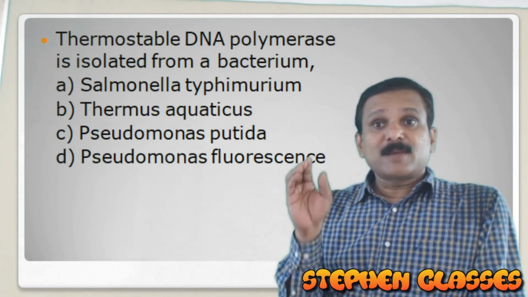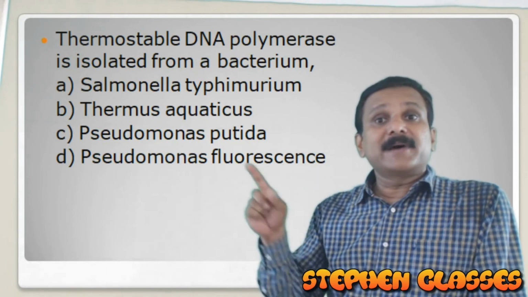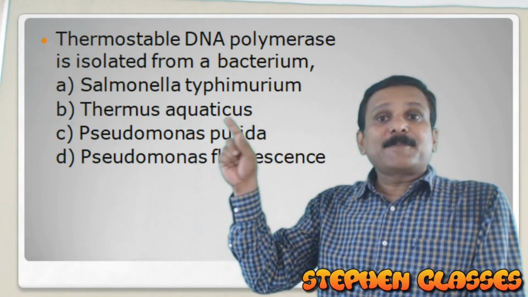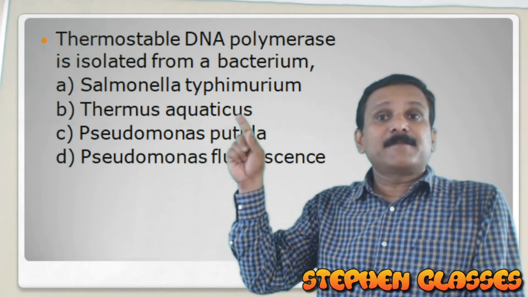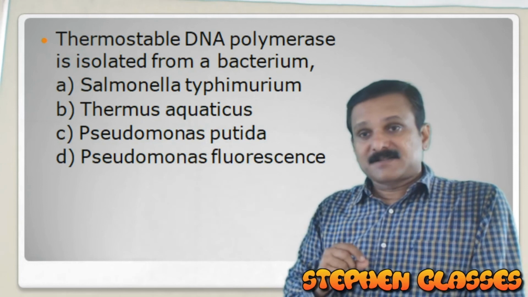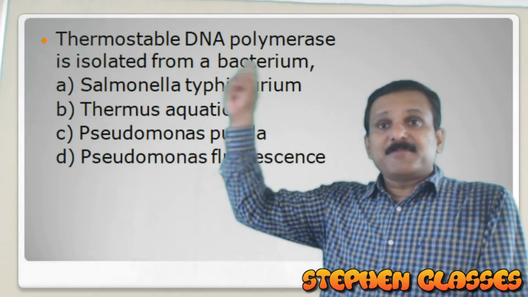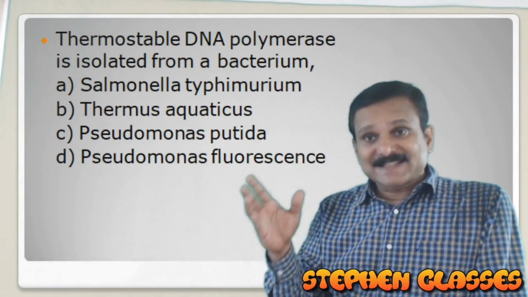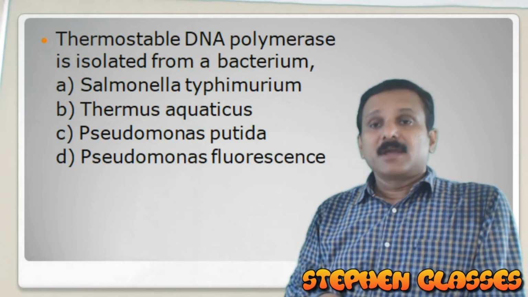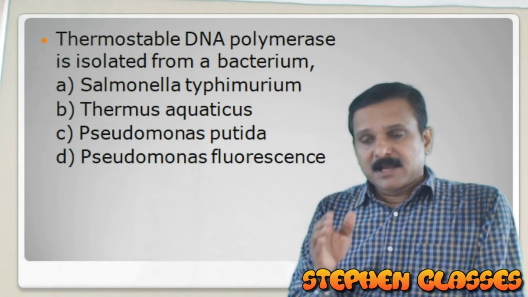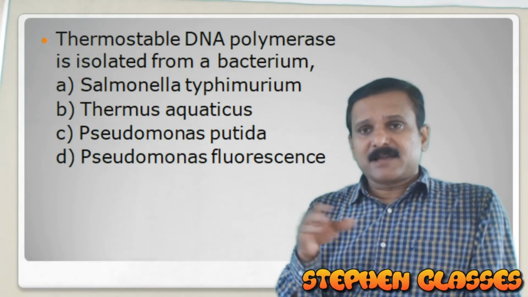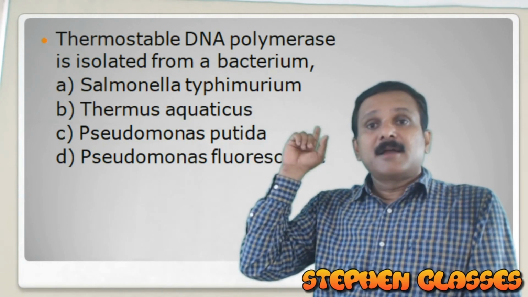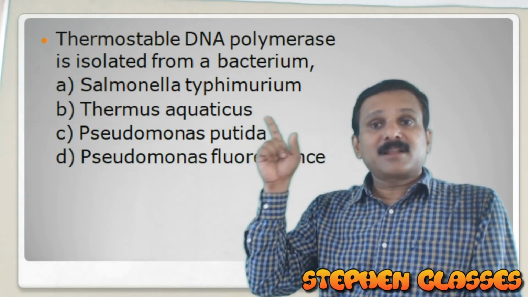And which is the thermostable enzyme used here? Taq polymerase, which is isolated from Thermus aquaticus. So Taq polymerase is isolated from which organism? Thermus aquaticus. That is used in PCR or polymerase chain reaction because it can survive at a very high temperature. It is usually present in hot springs. This Thermus aquaticus is a bacterium which is present in hot springs. That is why we can use that particular enzyme in PCR. So the correct answer is option B.